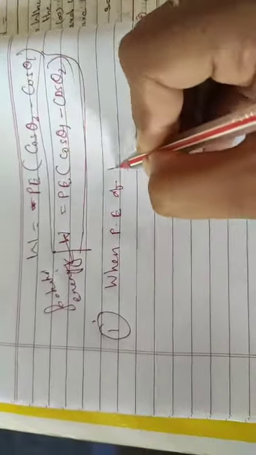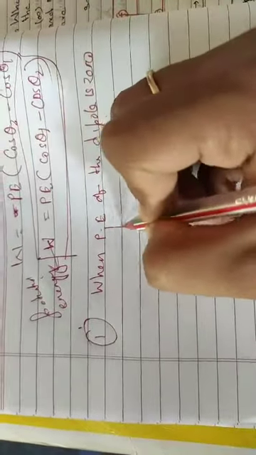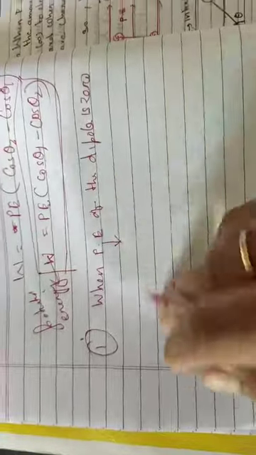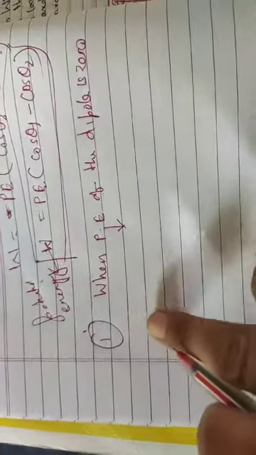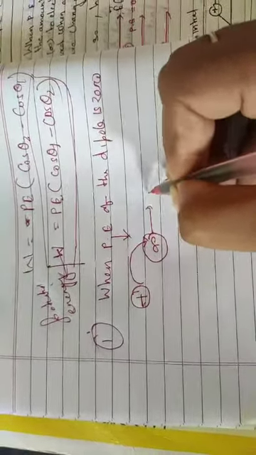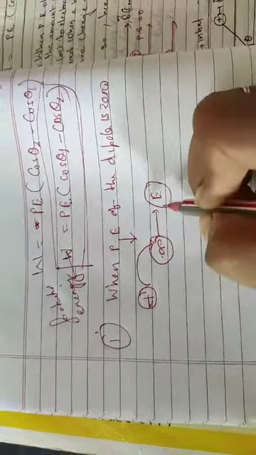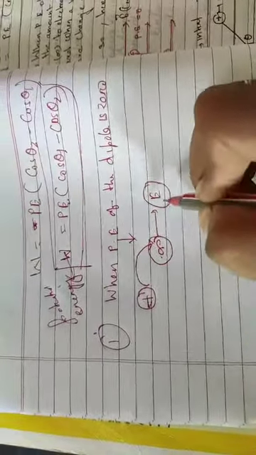First case is, students, when the potential energy of the dipole is 0. When you can say the potential energy of the dipole is 0, suppose you have done some work, right? Suppose I bring one positive charge from infinity to the electric field. Clear? What am I doing? I am bringing one positive charge from infinity to the electric field.